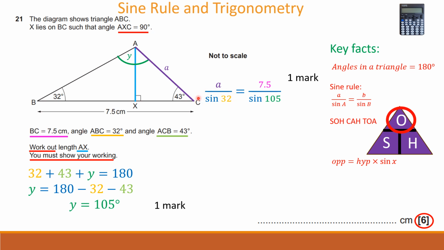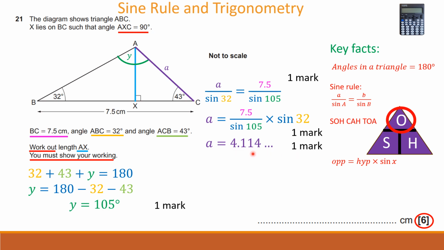We then need to get rid of this divide by sine 32. So the opposite to divide by sine 32 is multiply. So A is going to be 7.5 divided by sine of 105 times by sine 32 for your third mark. You then just need to type this in on your calculator. This is a calculator question, so literally type these values in and you will find you get 4.114 and the numbers carry on, and this is for your fourth mark.